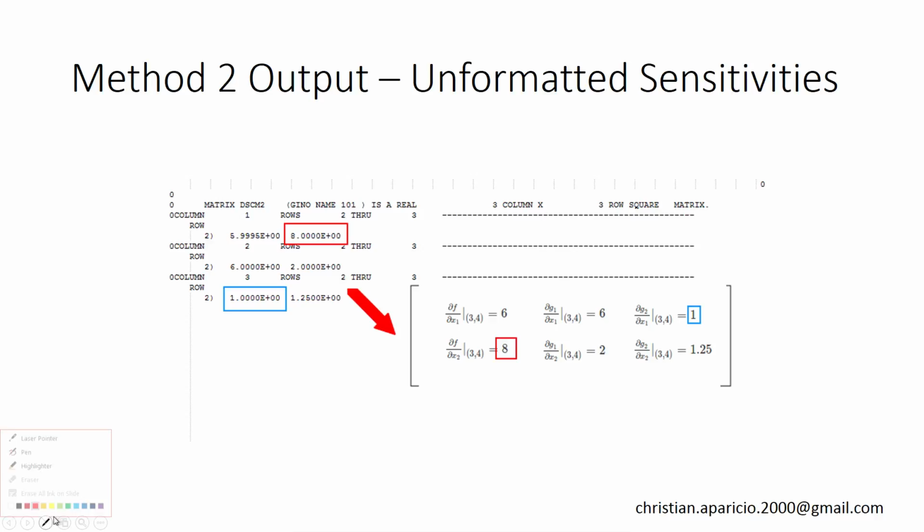So here, let me use a laser pointer for the last one. This 1.25 is row 2, column 3 of the sensitivity matrix. And here, feel free to pause the video and carefully look at how this box corresponds to this box to really understand how to interpret the unformatted sensitivities.